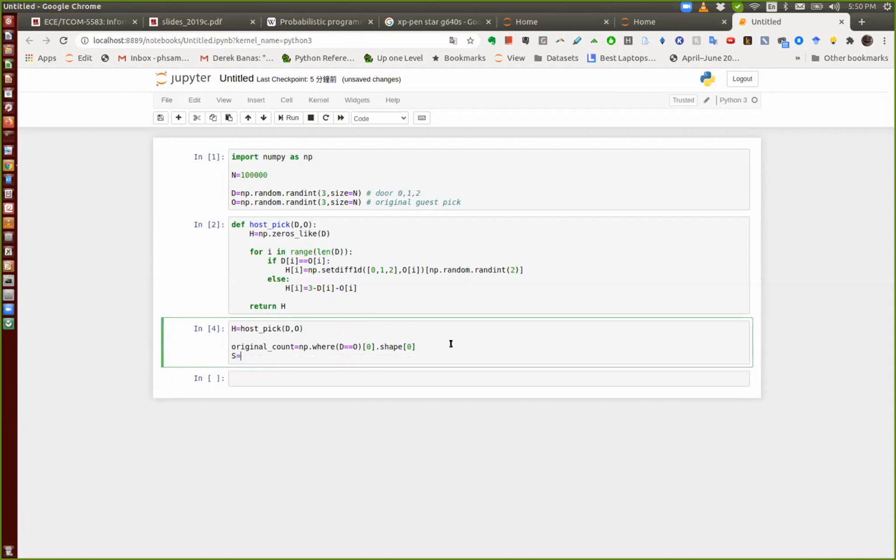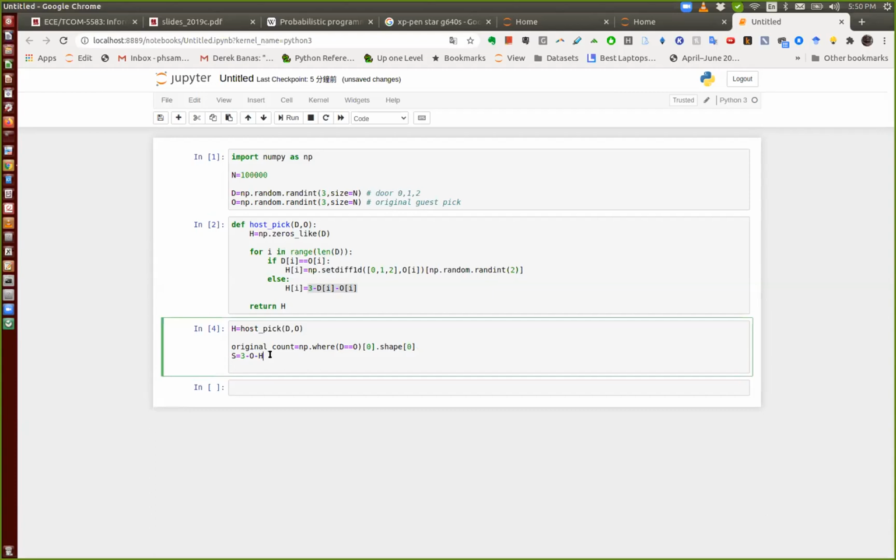And so the other door will be S. It's using the same trick here, right? The other door will be just equal to 0 plus 1 plus 2 minus the original door plus the holes pick, right? So that will be the other door. Maybe I call it the swap, or whatever, the other door. And then the swap count will be the same thing, the count where D is equal to S.